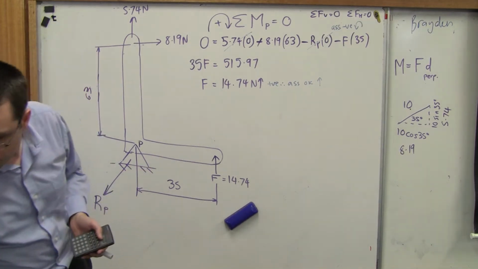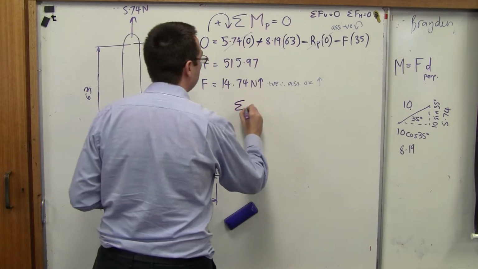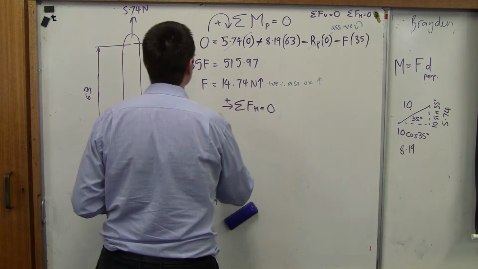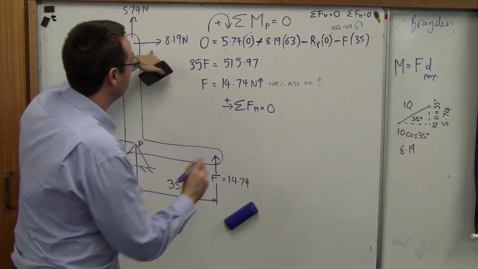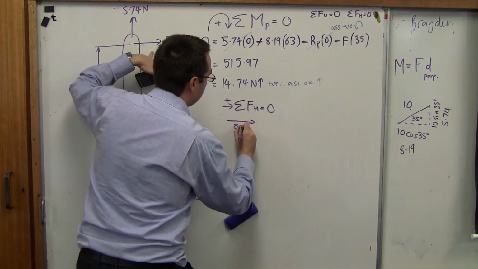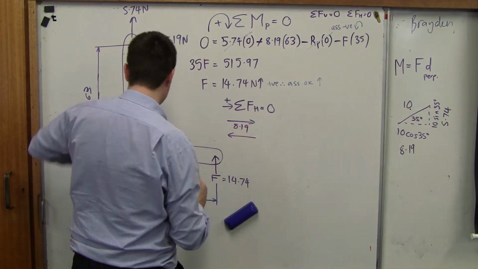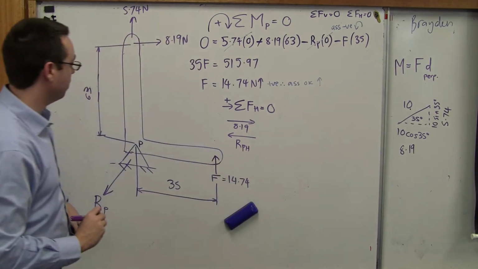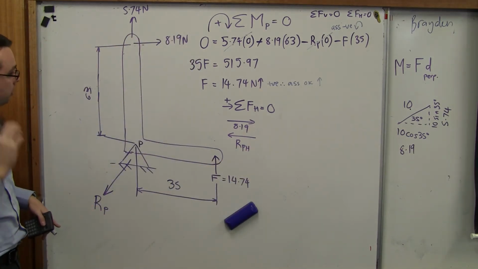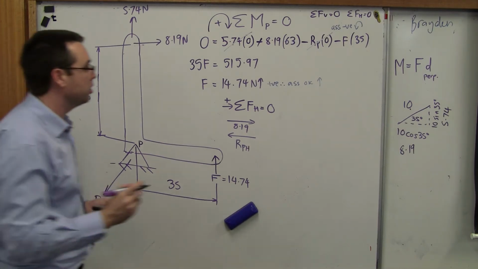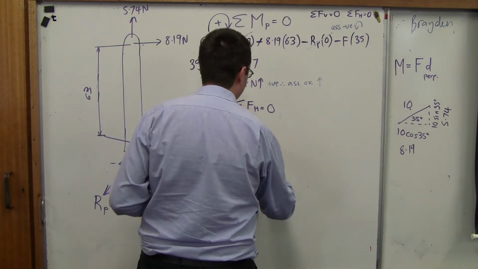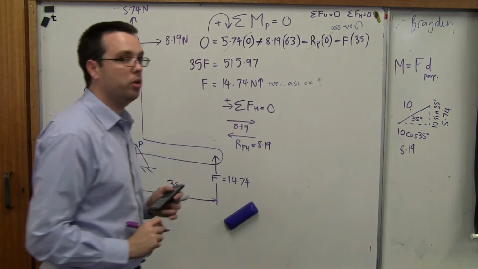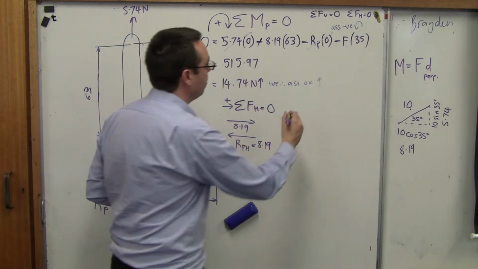Okay, so first of all, the sum of our forces horizontally. I'm setting to the right as positive. How many forces have I got? Well, I've got this one here, 8.19, and I've got the horizontal reaction for P. That's all I've got. Are there any other forces that I'm missing? No. So that means that RPH, the horizontal component of the reaction at point P, has to equal 8.19.